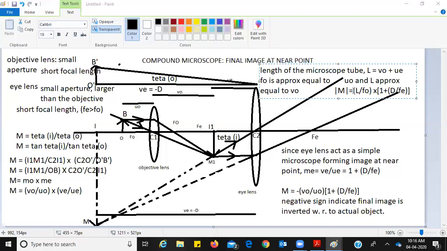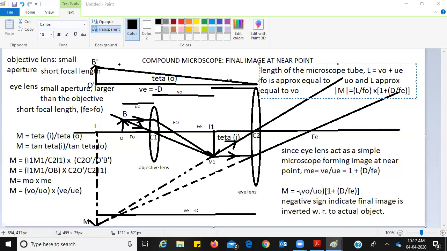Okay, sir. But they can ask to derive it, right? Yes, they can ask, and then from this you can see how to increase the magnifying power. Tell me what you can do to increase the magnifying power. Length of the tube, FO and FE. The length of the tube can be increased, and FO can be decreased, FE can be decreased. That's why we wrote in the beginning short focal length for both, right? Yes, sir. It comes again. But don't use this formula for any calculation.